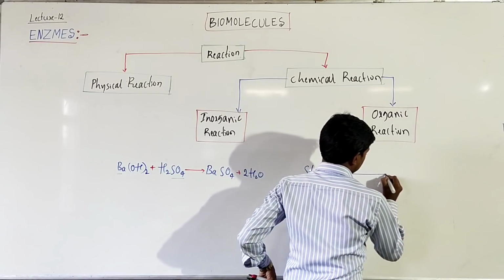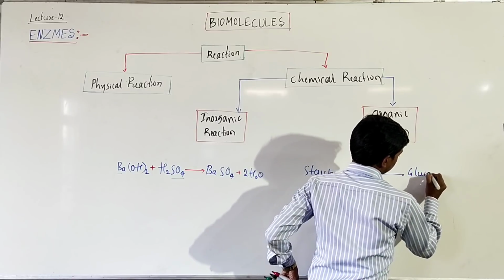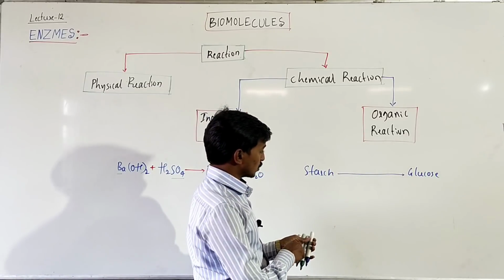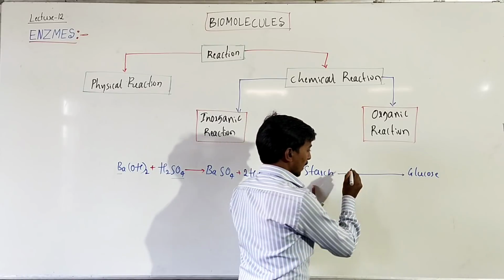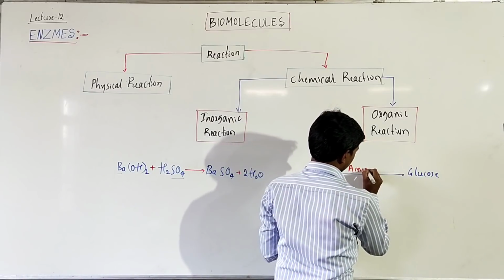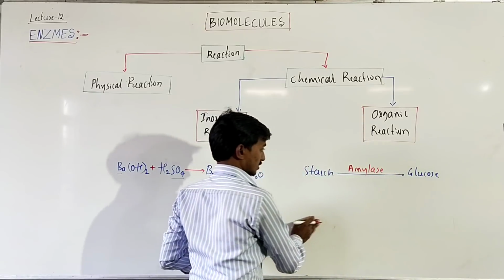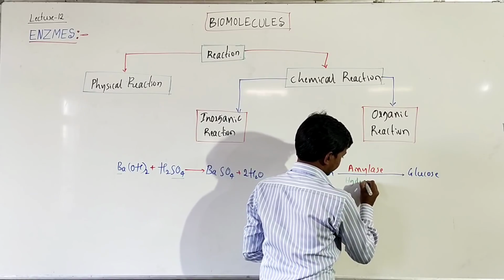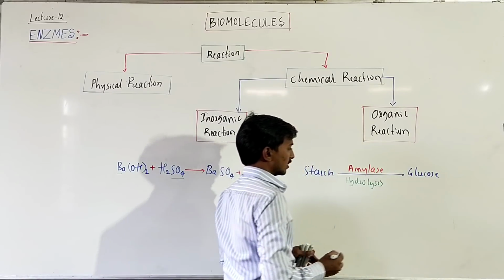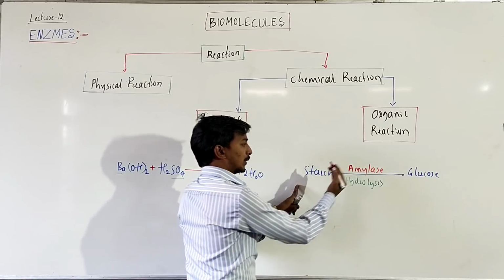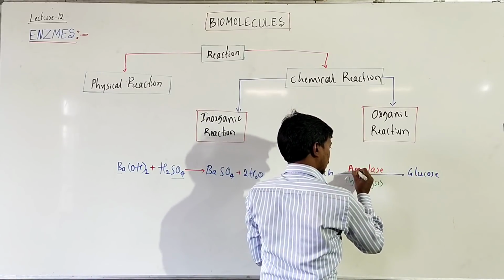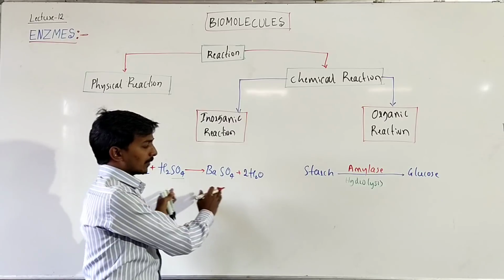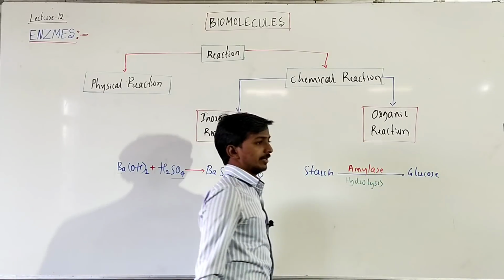But when we look at an example for an organic reaction, maybe starch, for example, starch will form glucose. Remember, starch is a polysaccharide and glucose is a monosaccharide. For the breakdown of starch, the enzyme is amylase. The process is known as hydrolysis, meaning the breakdown of starch into glucose by the action of the enzyme amylase is known as hydrolysis. So this is an example of an organic reaction.